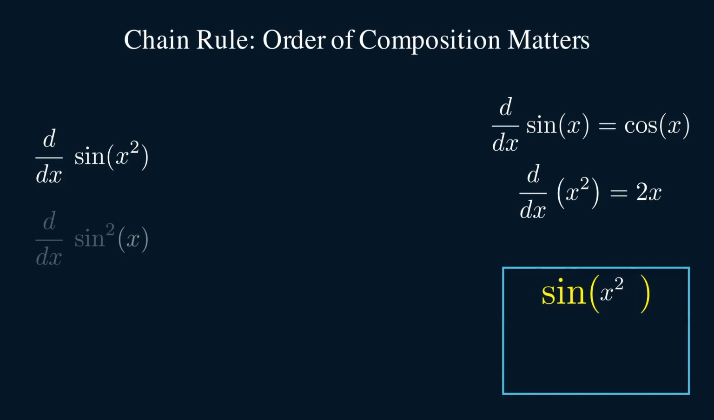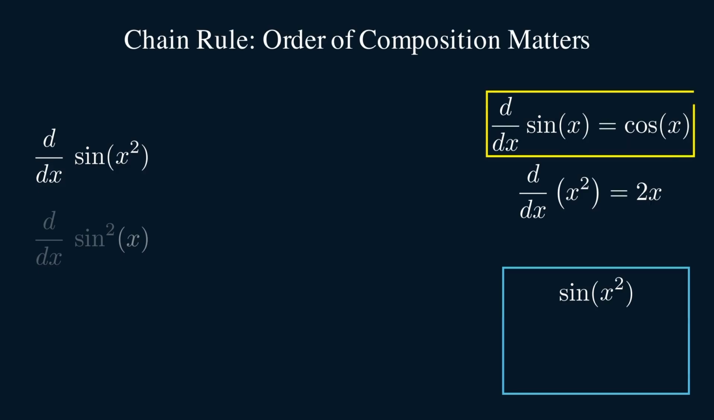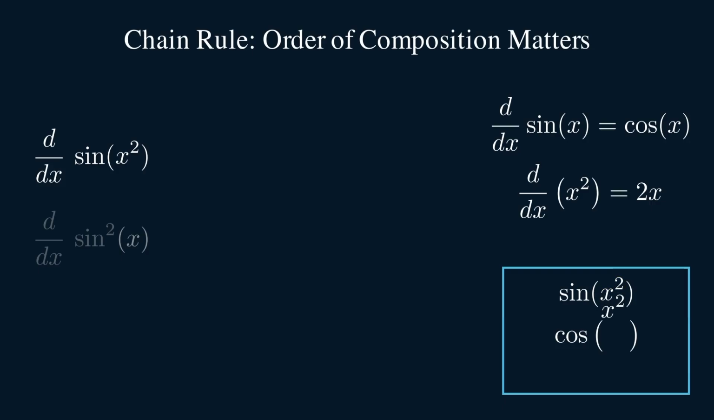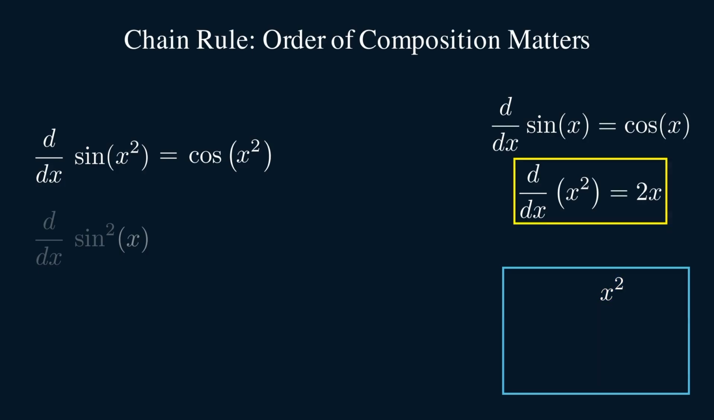This composite function has sine as the outer function, which is differentiated first. The derivative of sine is cosine, which we evaluate at the given input x squared. This is the first factor in the derivative of sine of x squared. We have computed the derivative of the outer function. The derivative of x squared gives the remaining factor in the derivative of the composite function.